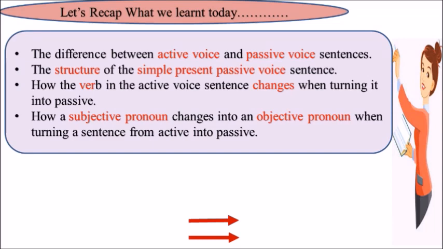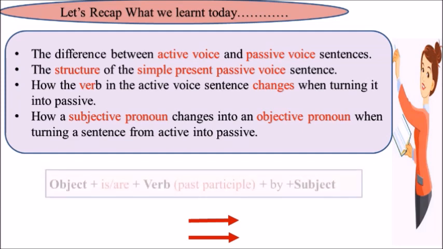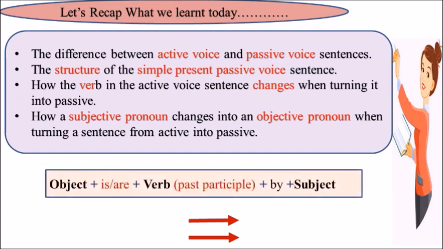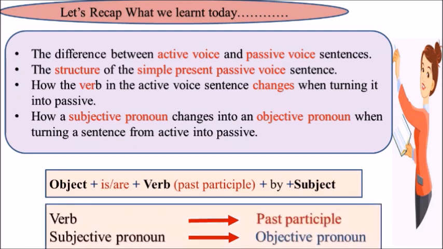Let's recap what we have learned today. We learned the difference between active voice and passive voice sentences. The structure of the simple present passive voice sentence. How the verb in the active voice sentence changes when turning it into passive. How a subject pronoun changes into an objective pronoun when turning a sentence from active into passive.